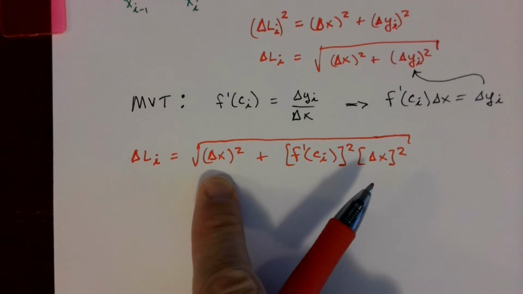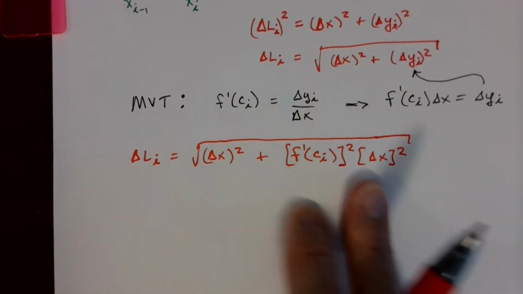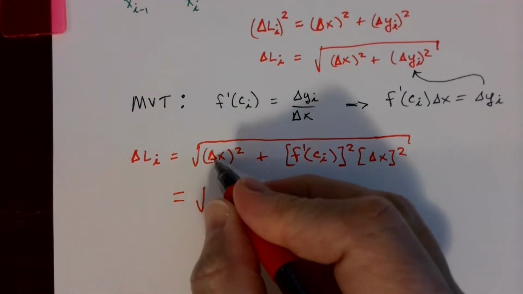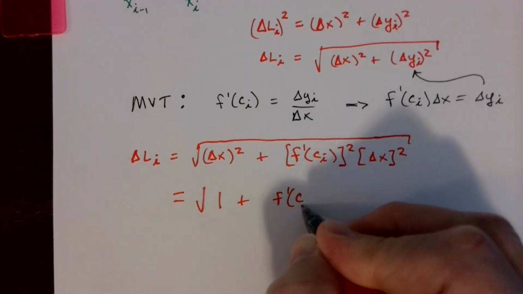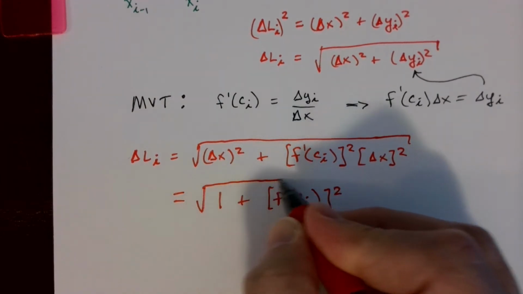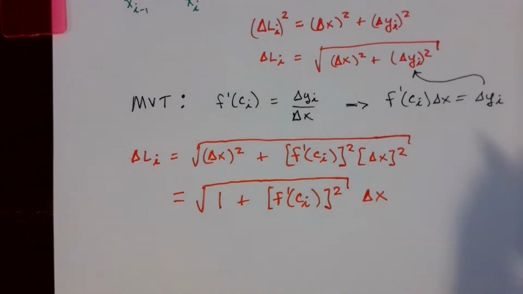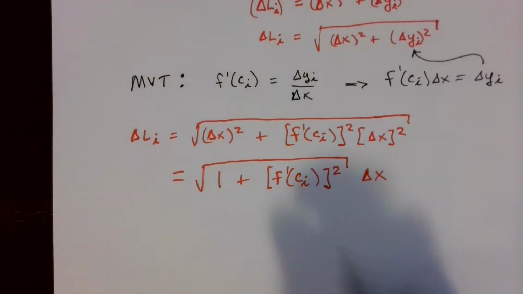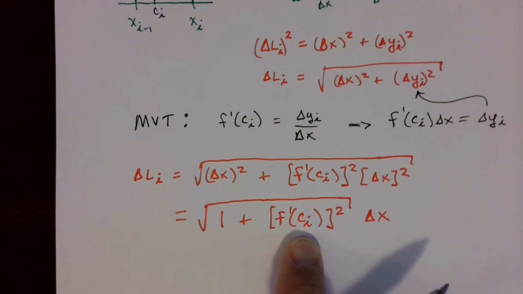And now I'm going to factor out this delta x squared from both of these, and of course it's the square root of delta x squared. When I factor out a delta x squared from here, I'm left with 1. Here I'm just left with this f prime of c sub i squared. Those are still under the square root, times the square root of delta x squared. Well, that's just delta x. Okay, so there's our delta L sub i. Just for that one little segment, there's our approximation. So it involves the derivative of the function.